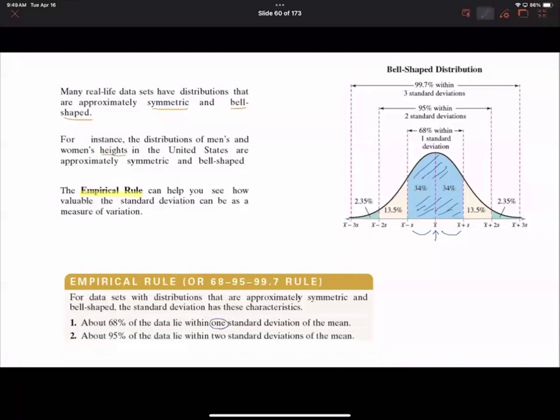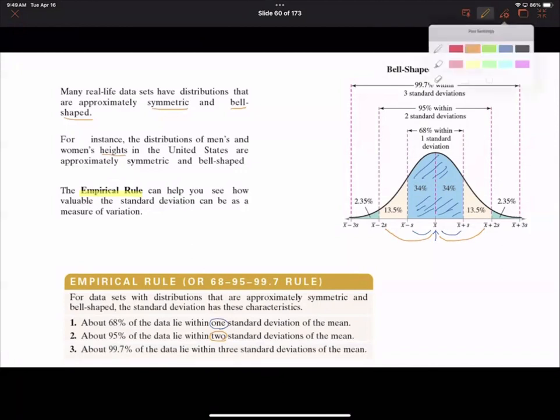Then about 95% of the data lie within two standard deviations of the mean. You're basically having this scenario, two standard deviations away from the mean. It counts 95% of the data. And finally, 99.7% of the data lie within three standard deviations of the mean. Here we go. So 3 standard deviations away from the mean, x bar plus 3s and x bar minus 3s. This is the empirical rule. It helps us to do a little bit of calculations.